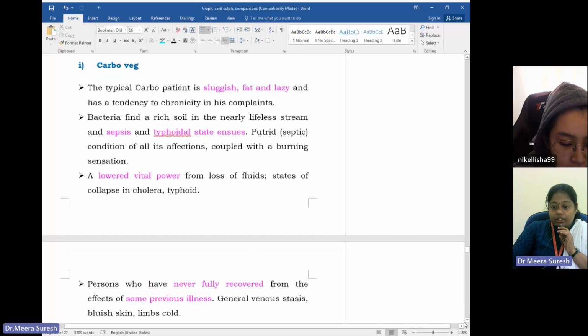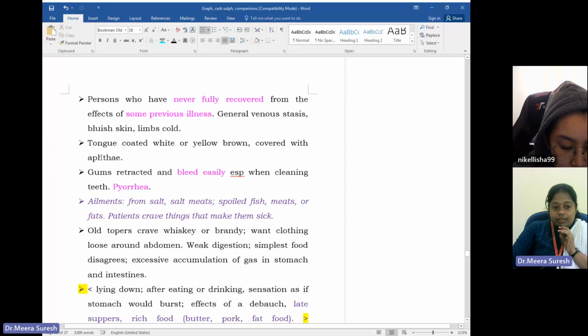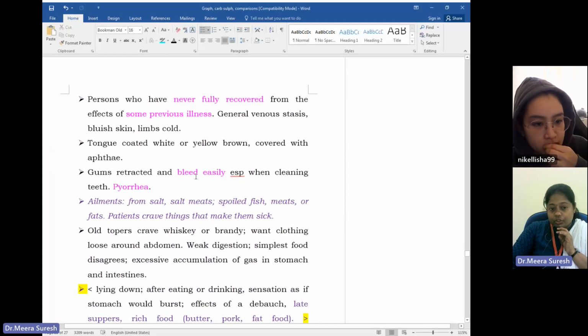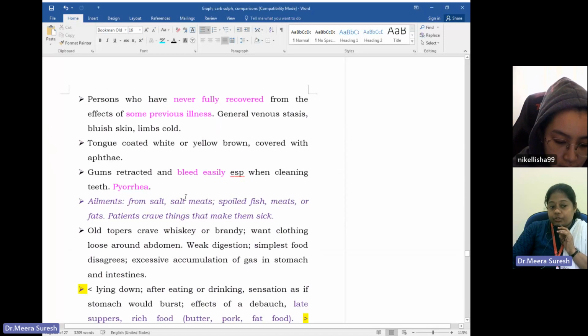So in carbo, vitality lowered, never fully recovered. But our important thing is, your tongue may be having aphthae, that's not much important. The gums bleed easily, or pyorrhea, which means the conditions of scurvy. You can think about carbo in scurvy also. The blood will be freely oozing out. So this is a good remedy for scurvy. And for GIT complaints, the complaints are coming from salt, salted meat, spoiled fish, fats, etc. Patients crave things that make them sick, and the all-toppers, meaning alcoholic persons.